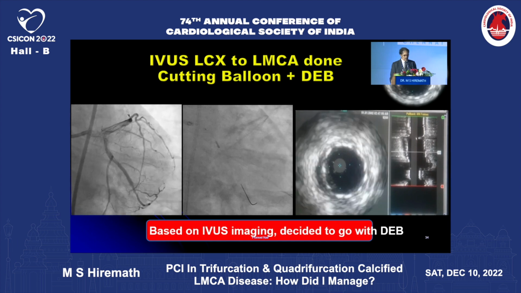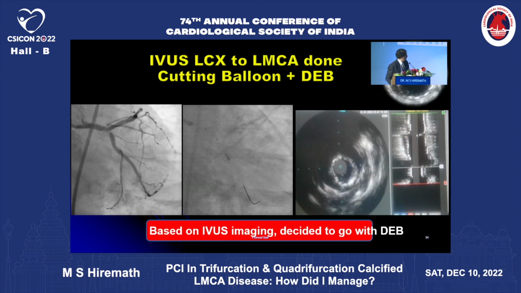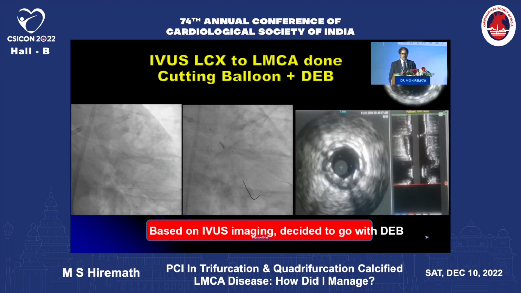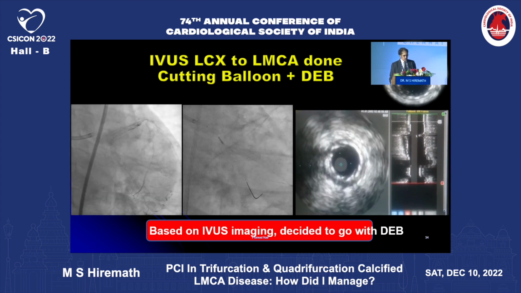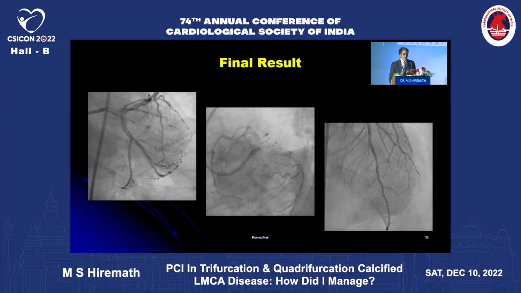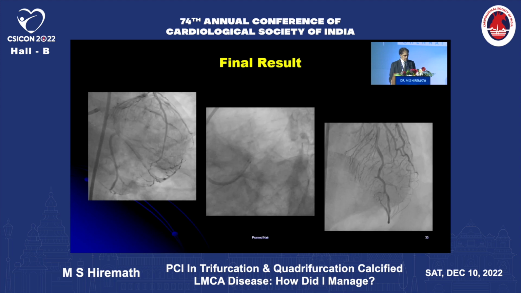So in this case, after doing IVUS, we just put a drug balloon. We used a cutting balloon. Then we expanded the stent and put only a DEB and did not put another stent. And this is the final result. It's about a year and a half, patient is doing quite well.